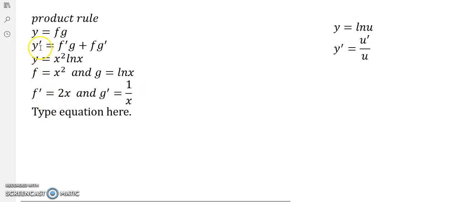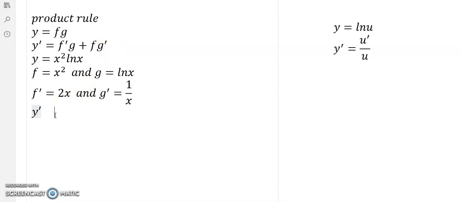Using this formula, y prime equal to f prime g plus f g prime, then we're going to have y prime equal to, our f prime is 2x, keeping g constant, then we will have ln of x plus, this time we keep f constant, then our f is x to the power 2 times the derivative of g, which is 1 over x, then we will have 1 over x. Yeah, just like that.